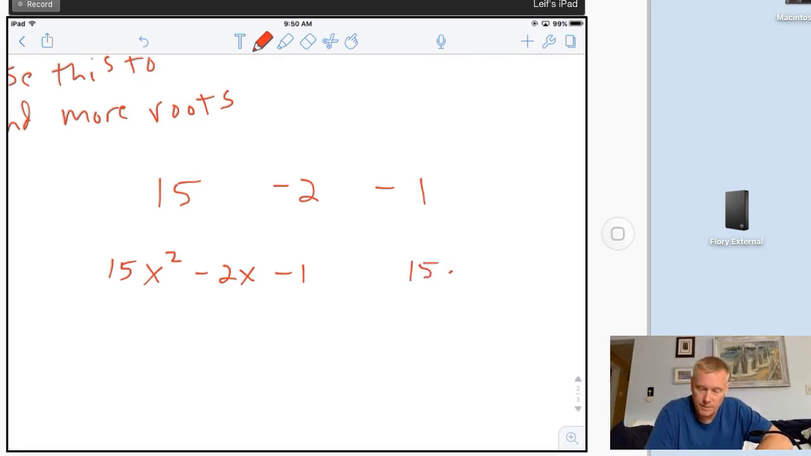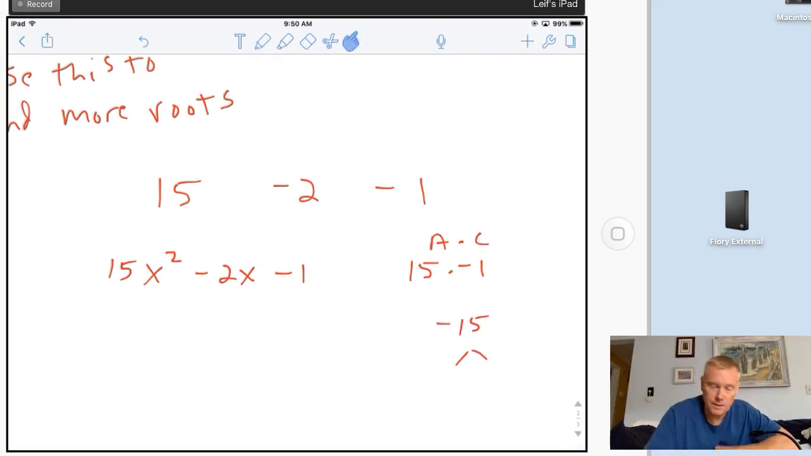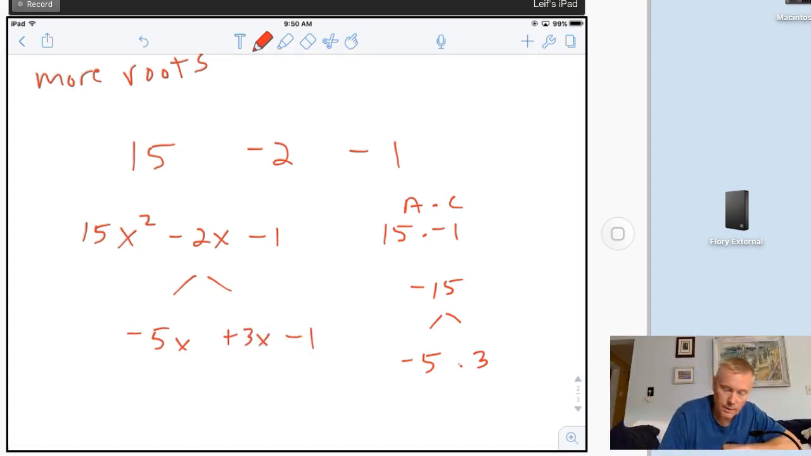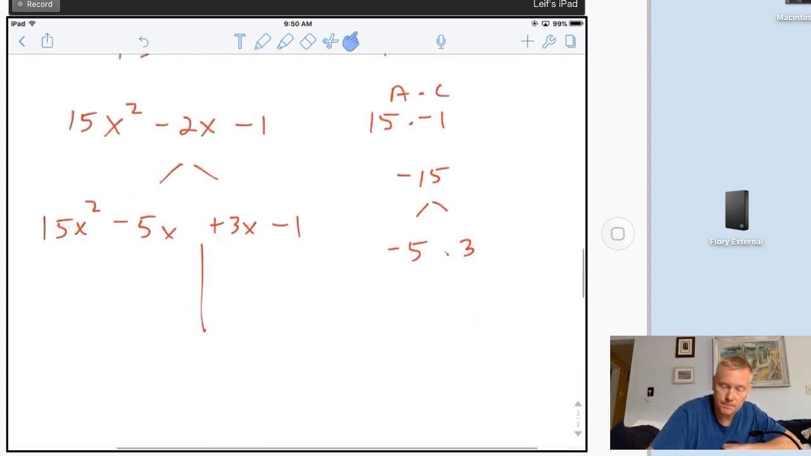With 15 times -1, that's a times c. And then you get -15, and I'm looking for the factors of -15 that add up to -2, which would be -5 times 3, and I split the middle: -5x plus 3x. Bring down the -1, the 15x squared. Draw a line down the middle.